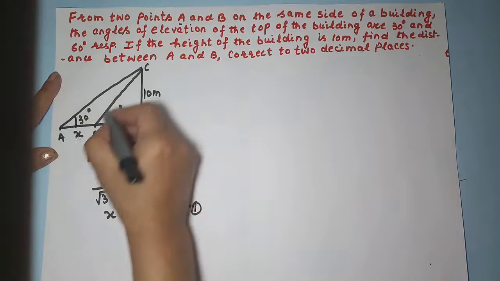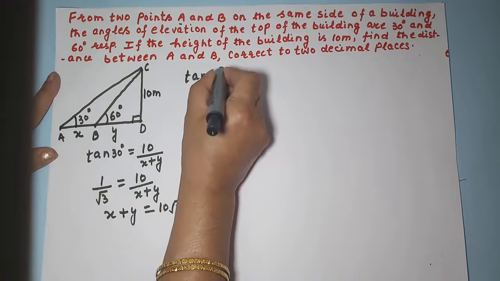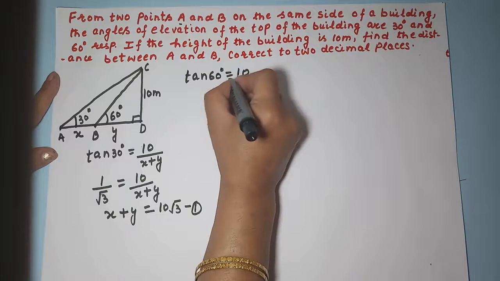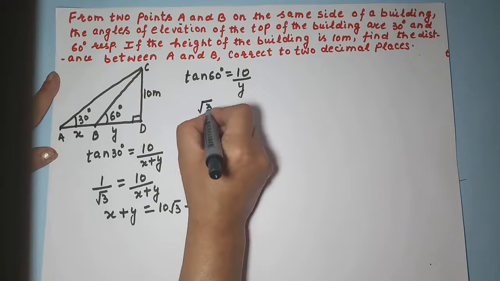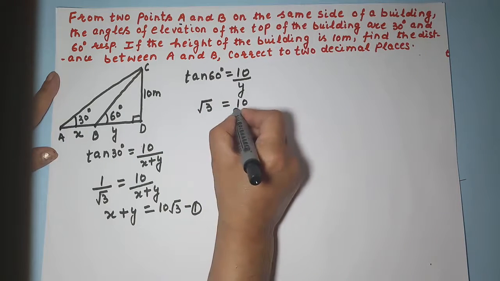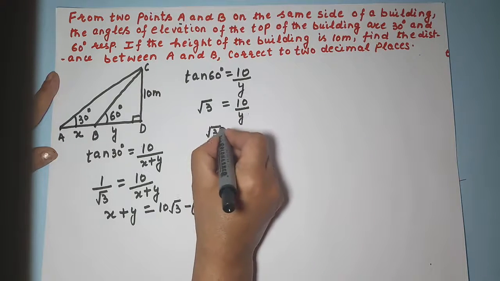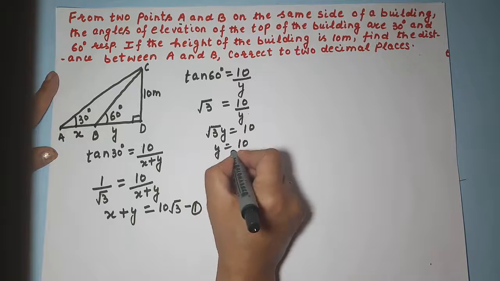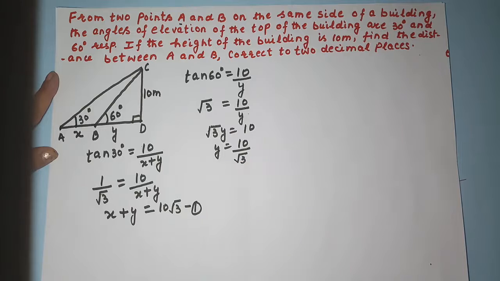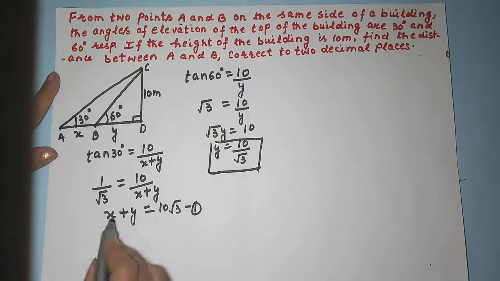Now I will take this triangle and this time tan 60 will be 10 upon y, right? So what is my tan 60? It is root 3 is equal to 10 upon y. So if I cross multiply, I get root 3 y is equal to 10. So I get the value of y as 10 upon root 3, right? So what I will do is I'll substitute this value 10 upon root 3 in this equation in order to get the value of x, right?